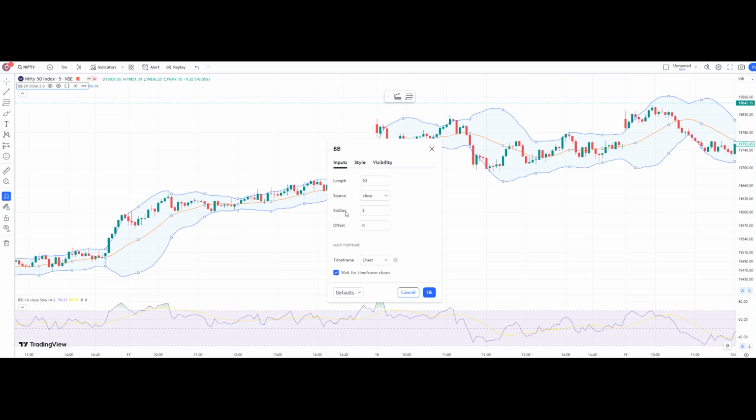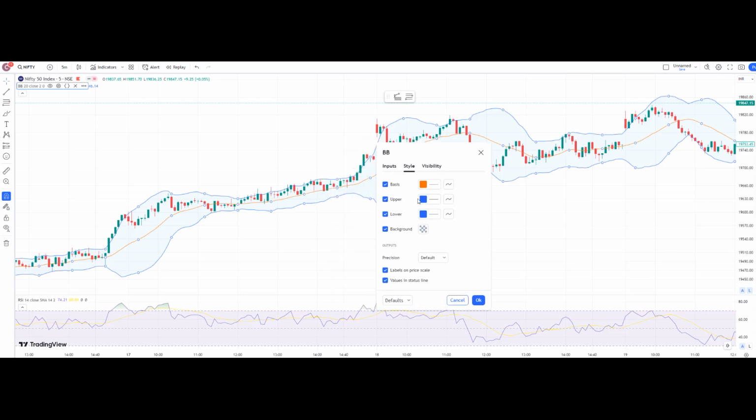Okay, and standard deviation is 2. Okay, go to the style. Here we have the upper, lower and the basis. So what is this upper? Upper means this upper Bollinger Band. Lower is the lower Bollinger Band, which is blue in color. Okay, basis, that is the mid band, that is the 20 SMA.